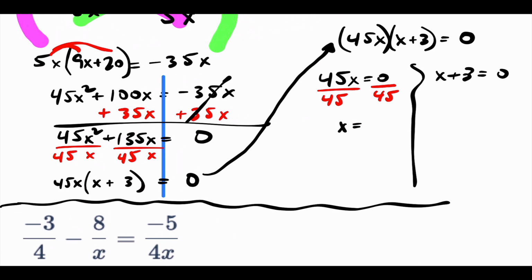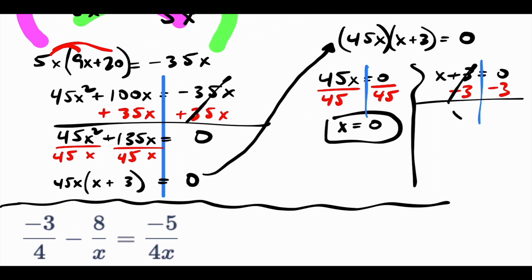Zero on top makes 0. That's okay. My calculator's okay with 0 being on top. So that one's okay. The other one, negative 3.